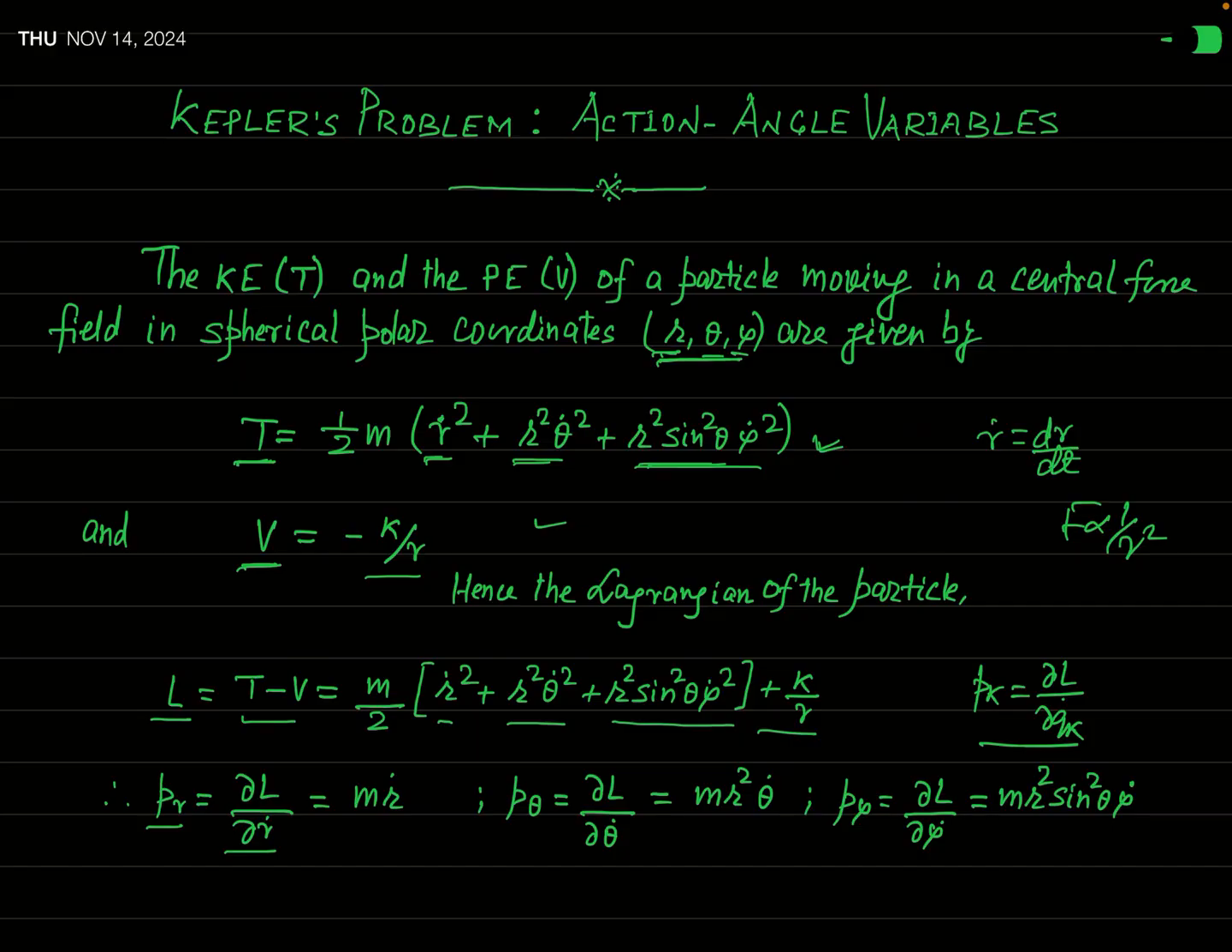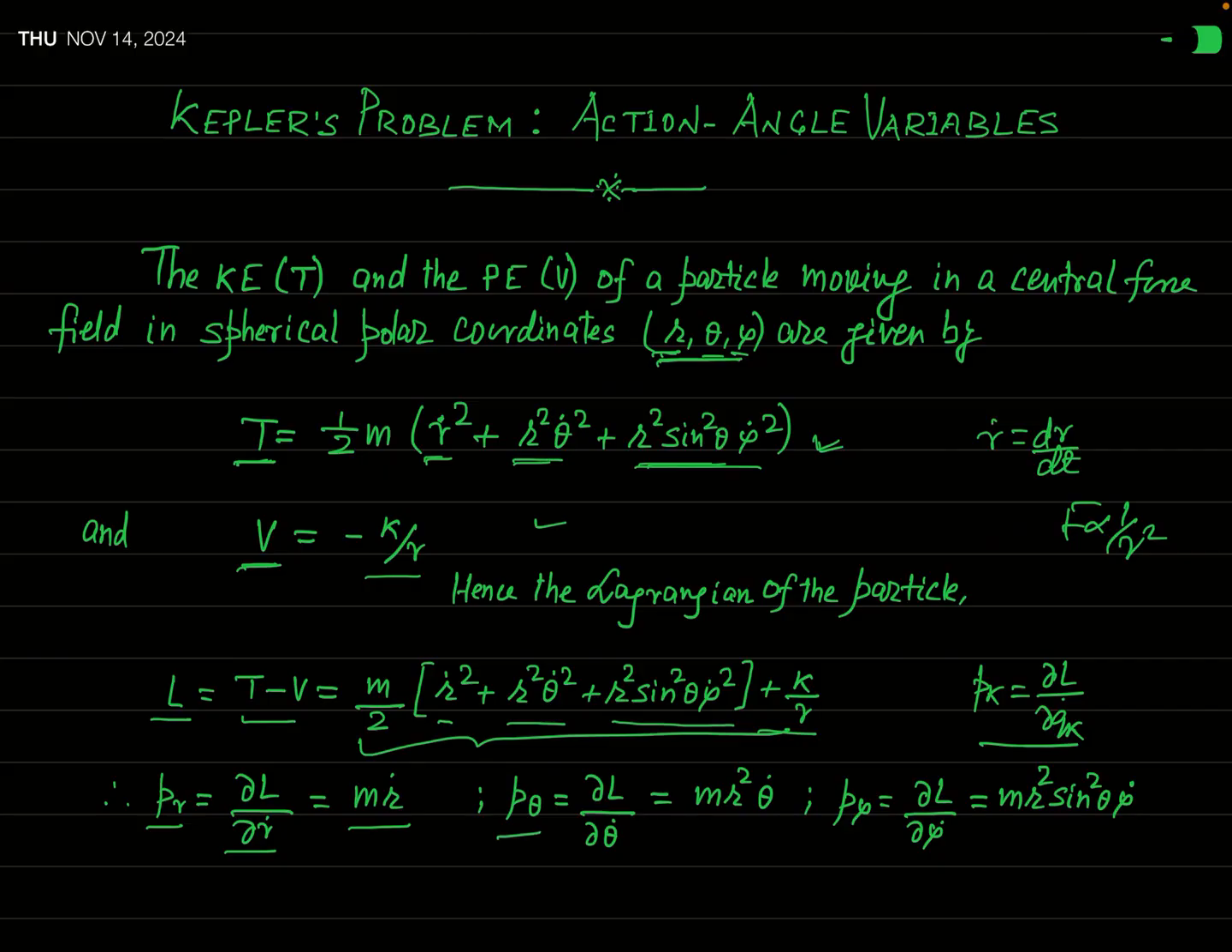in the very beginning. So PR is defined as del L by del R dot, and let us see this expression for L. When you differentiate it partially with respect to R dot, your result will be simply mr dot, because the derivative of r dot square is 2r dot, and the 2 and that 2 cancel out, and all other terms are independent of r dot, so their derivatives with respect to r dot will be 0.